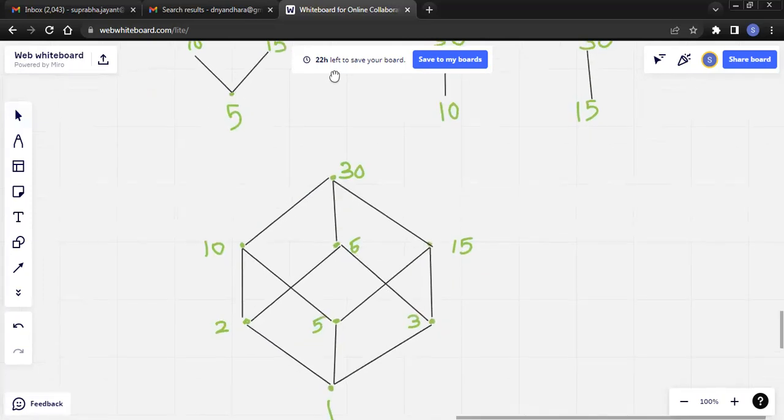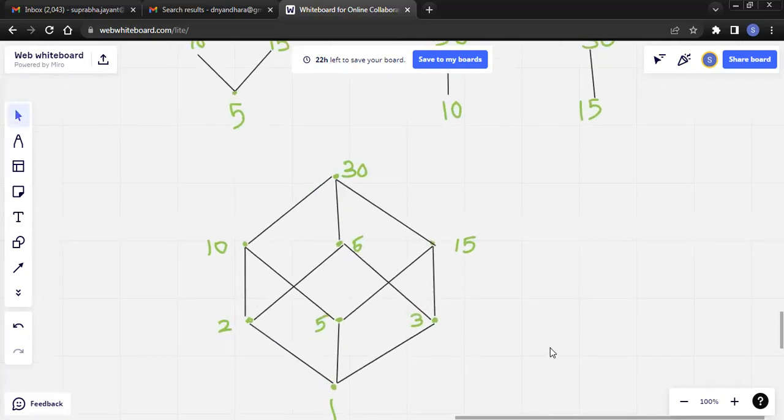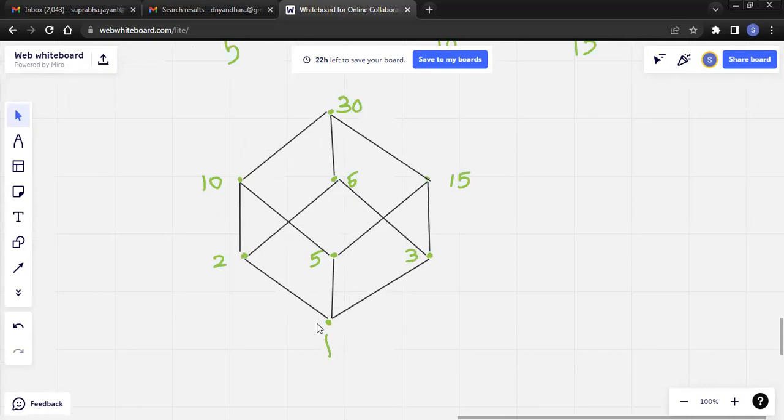So you can watch here. What we have done: in the first step we have written 1 on the lower side. A bit higher, 2, 5 and 3 are arranged. A bit higher, 10, 6 and 15 are arranged. And lastly, at the topmost position we put 30. Now you can see, 2 and 5 both divide 10, so we have taken 5 in the middle. 3 and 5 both divide 15, so they are taken to this side. And 6 is divisible by 2 and 3, so it is taken in the middle. So as good as a diamond shape we have tried to give.